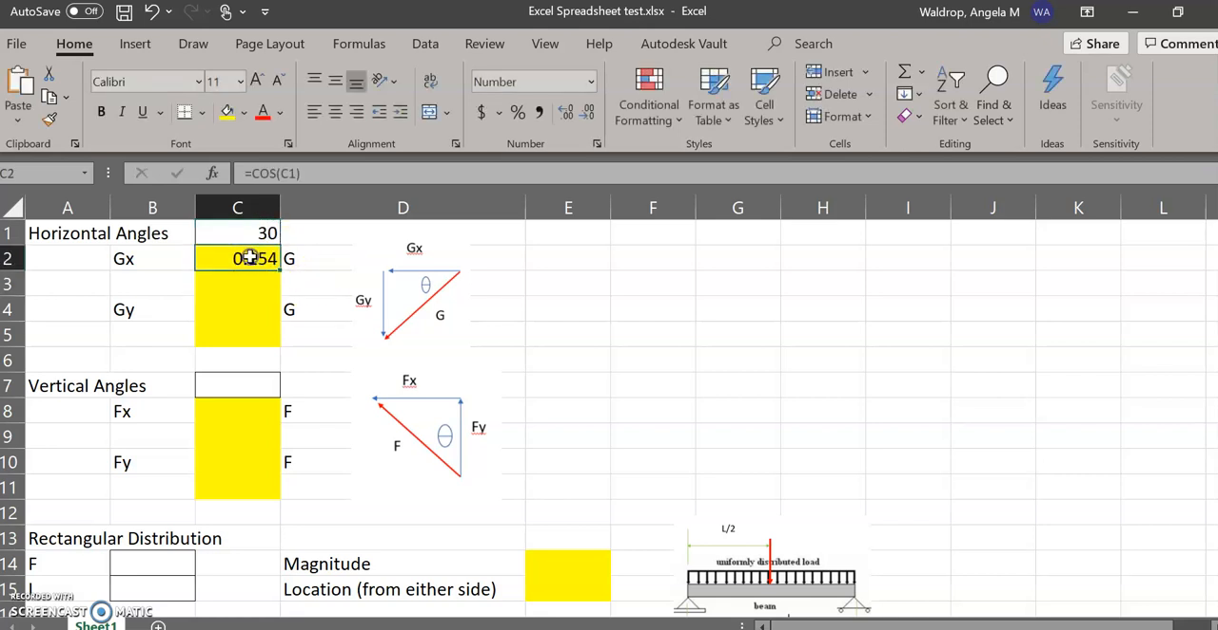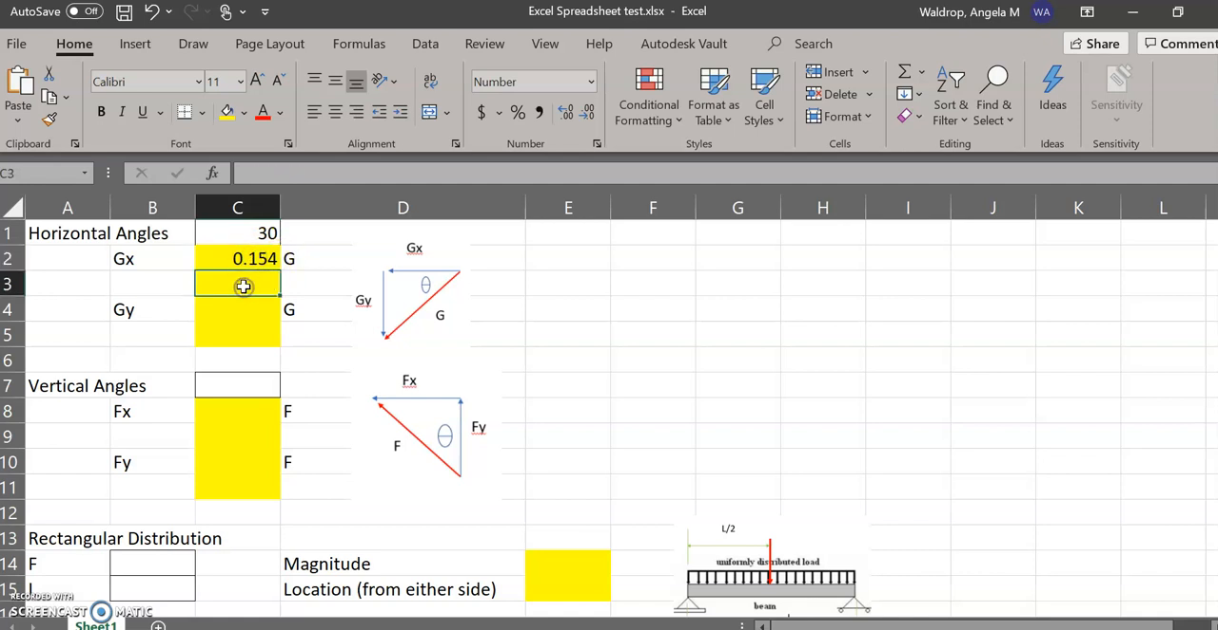But this looks kind of funny. It doesn't really look right. It should be a familiar number, like 0.866 or 0.5. The reason why this looks funny is because Excel's default angle measurement is in radians. So anything that we type in degrees, we're going to have to convert to radians first before we do the calculation.